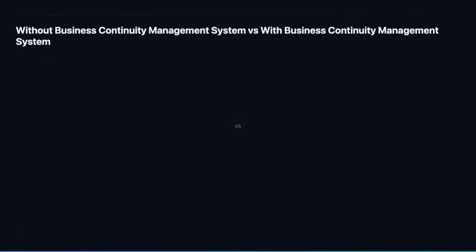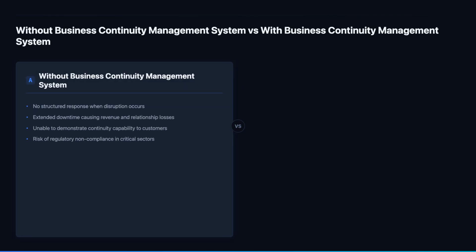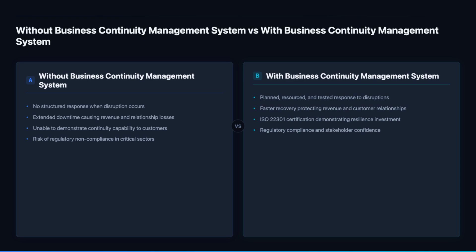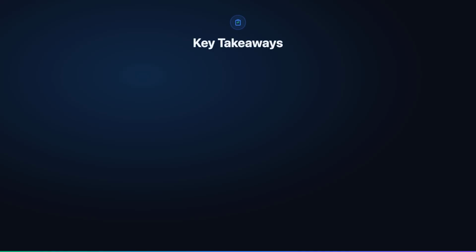Let us compare what organizations experience without a business continuity management system versus with it in place. Without a BCMS, organizations improvise when disruption strikes, suffer extended downtime, and cannot credibly demonstrate resilience to the customers and regulators who demand it. With a BCMS, every significant disruption scenario has been analyzed, planned for, resourced, and tested, enabling the organization to respond with confidence and recover within defined time frames. Let us bring together the essential points from our introduction to Business Continuity Management System.